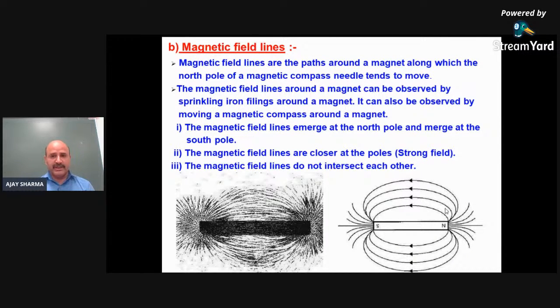So the question is, why do two lines never intersect? The answer is very simple. The magnetic field lines never intersect, because if they intersect at a particular point, there will be two directions of magnetic field, which is not possible. So let us move further now.